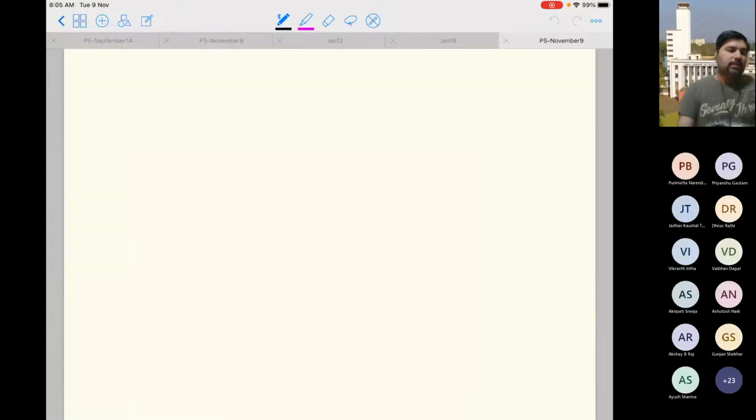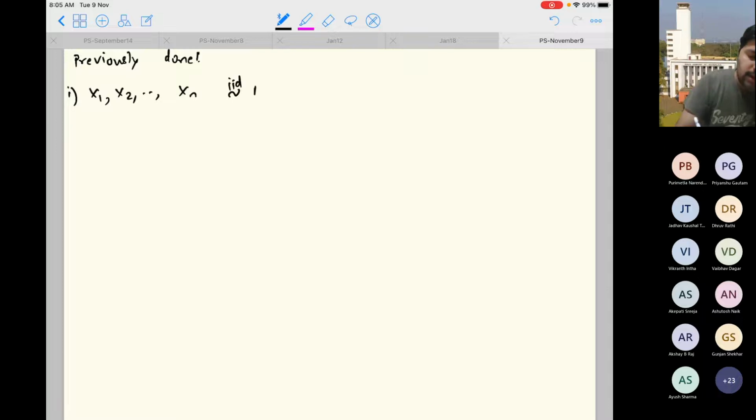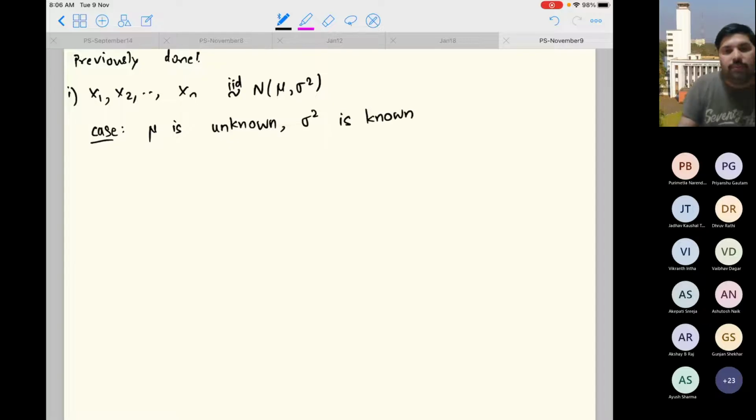So let us continue our discussion further. So what we have done previously. Okay, what is it that we have done previously? So the case one that we have done is X1, X2 up to Xn, and this is IID normal(mu, sigma square). Consider the case mu is unknown, sigma square is known. Okay, then in order to estimate mu, X bar was used.